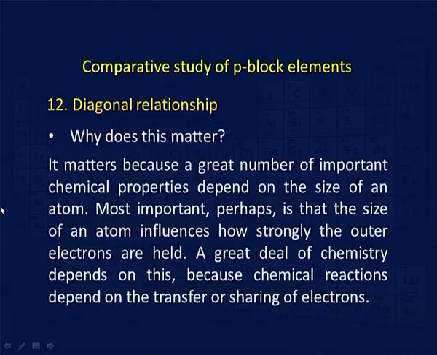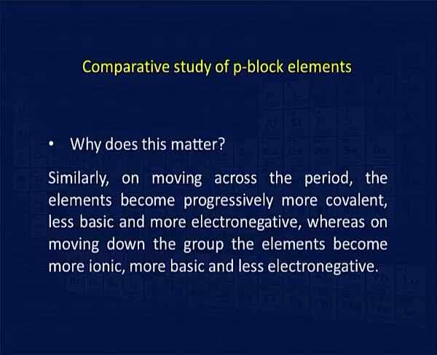In fact, it matters because a great number of important chemical properties depend on the size of the atom. Most important perhaps is that the size of an atom influences how strongly the outer electrons are held. A great deal of chemistry depends on this because chemical reactions depend on the transfer or sharing of electrons, which again depends on the size. Similarly, on moving across the period, the elements become progressively more covalent, less basic and more electronegative, whereas on moving down the group, the elements become more ionic, more basic and less electronegative.